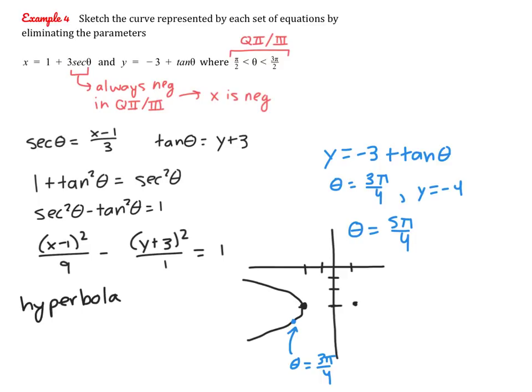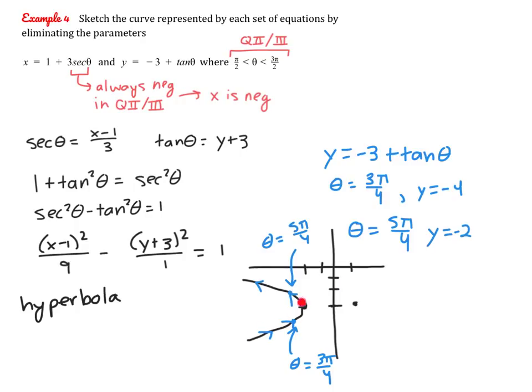So tangent of 5 pi over 4 is positive 1. So negative 3 plus 1 is negative 2. So y equals negative 2. So I can see that our graph is actually going up. This is what's happening when theta is 5 pi over 4. So as my interval progresses, I can see that my graph is actually moving with this orientation.